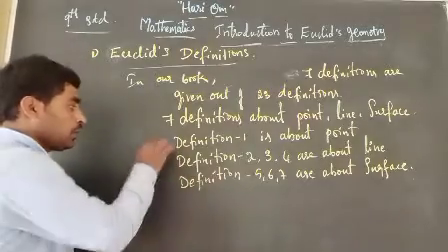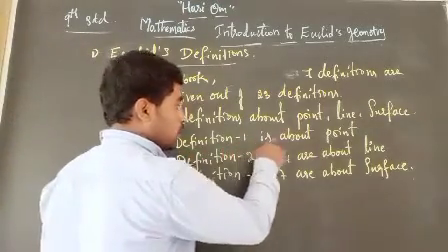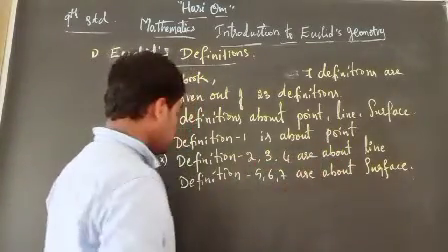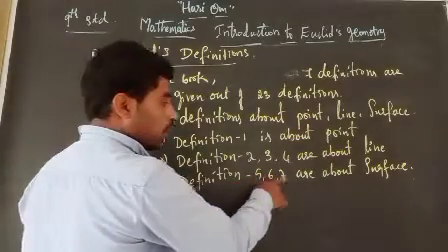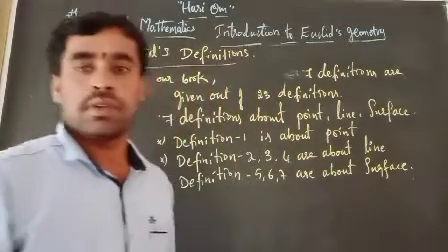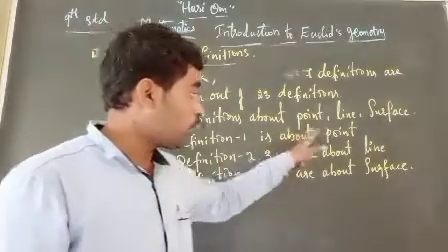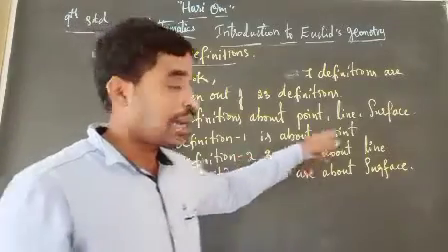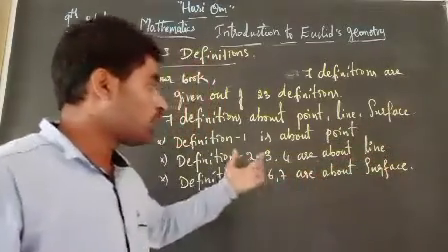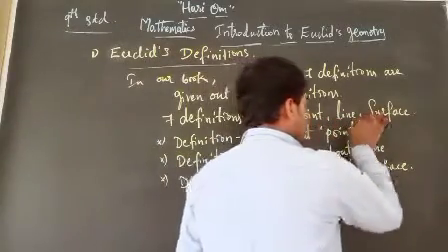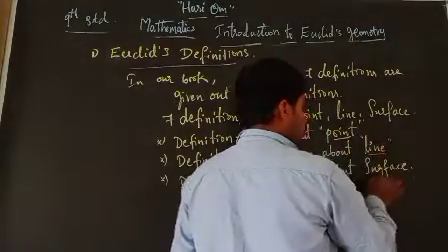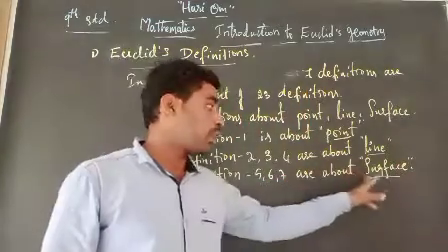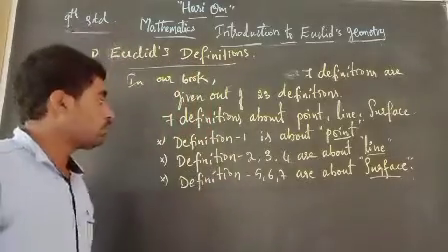Again, you have to know that definition 1 is about a point. Definitions 2, 3, 4 are about a line. Definitions 5, 6, 7 are about a surface. Is it clear, friends? Definition 1 is about what? A point. And definitions 2, 3, 4 are about a line. Again, definitions 5, 6, 7 are about a surface. So this is the basic concept.